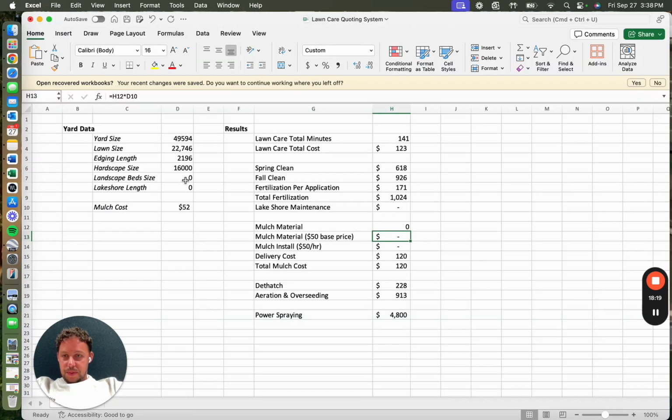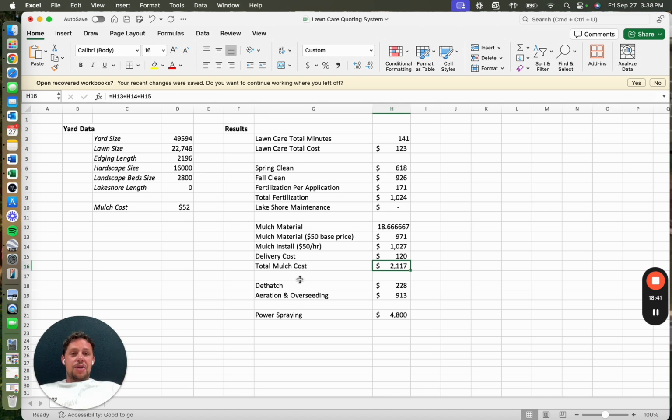So we put this in here as landscape beds, and this is going to auto-populate how much mulch we need at a depth of 3 inches. Mulch $50 base price per yard, $50 install per yard, delivery cost, total mulch cost.